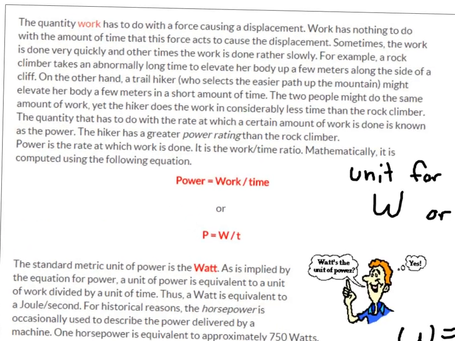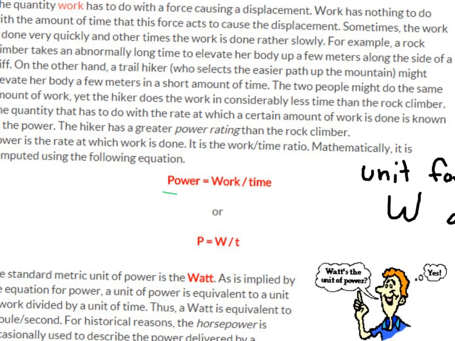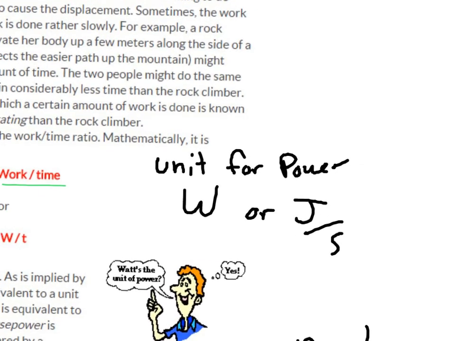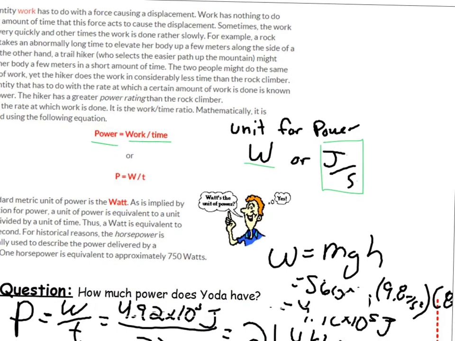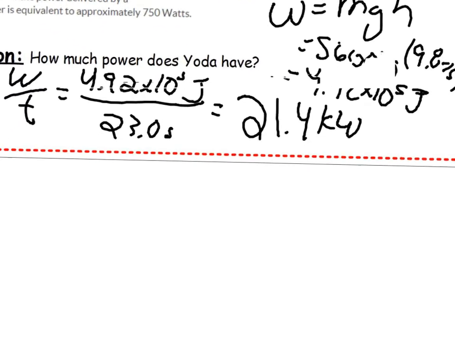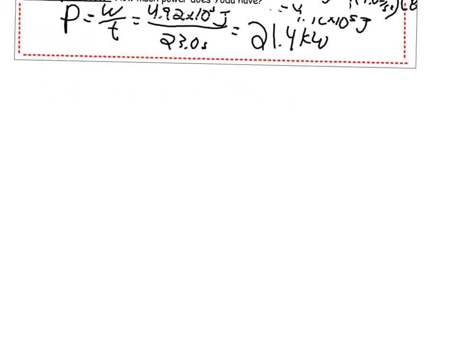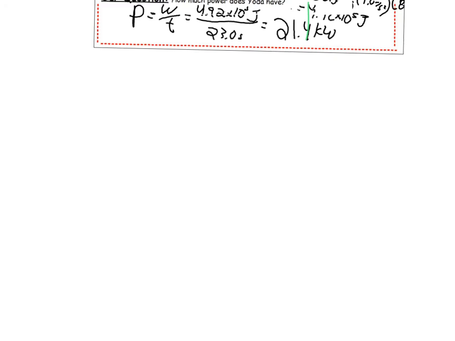Now the reason we want to calculate work is to calculate the power that Yoda has. Power is the work over the time that work is done for. Power has units of watts, or joules per second. So it's the amount of work over the amount of time. So first, let's calculate the work that Yoda does.